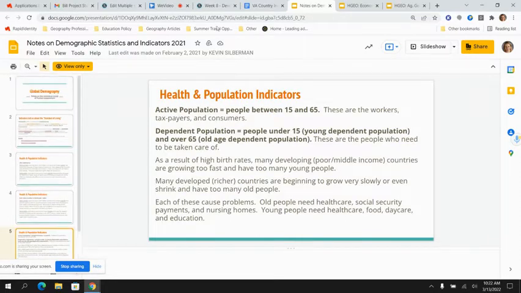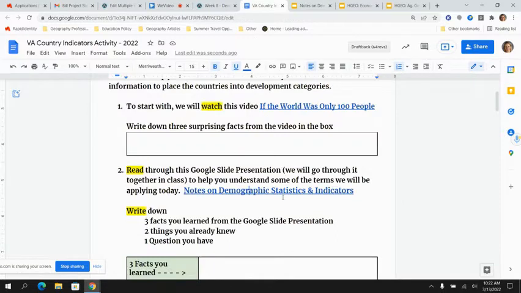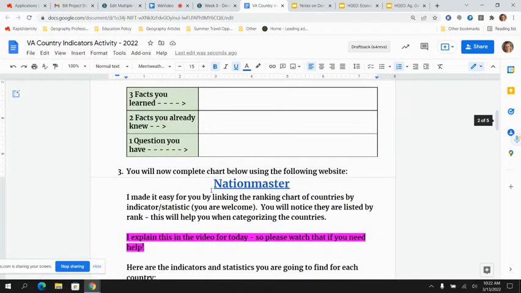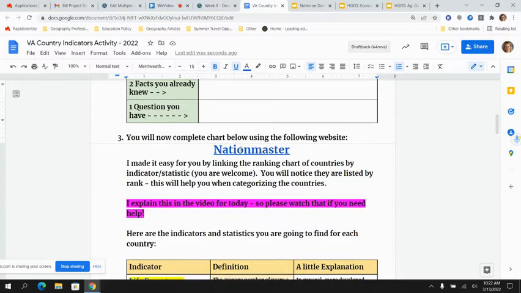So you are going to be taking a look at that. Then you're going to be coming here, and you are going to write down some facts you learned, facts you already knew, and one question that you have. And then you're going to be using this website.